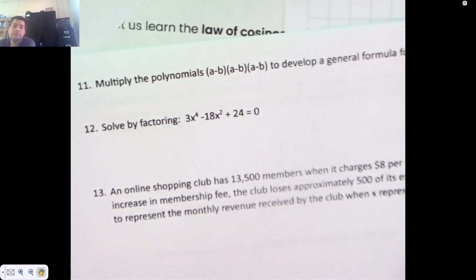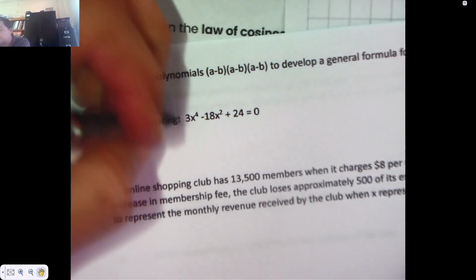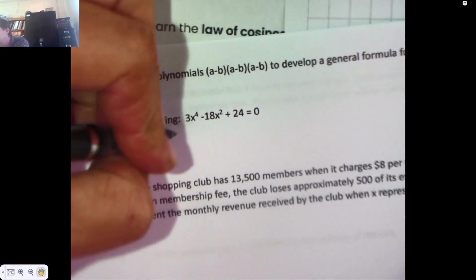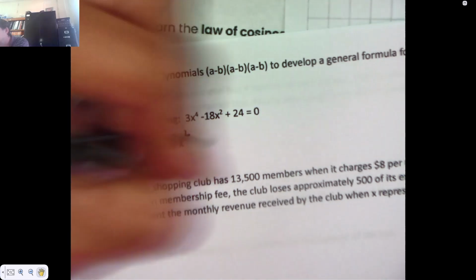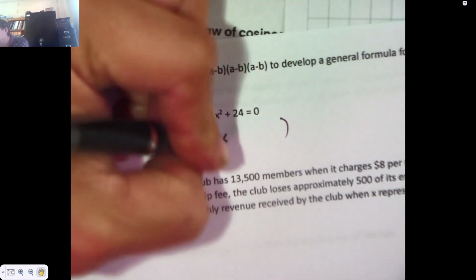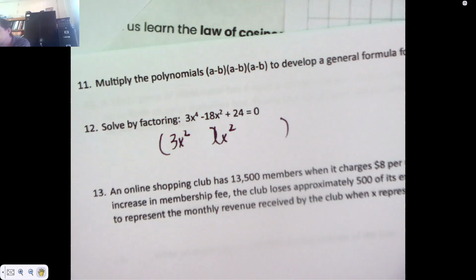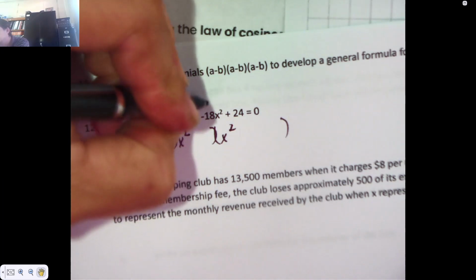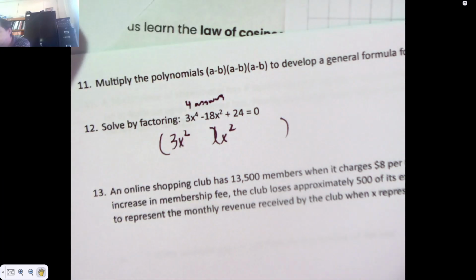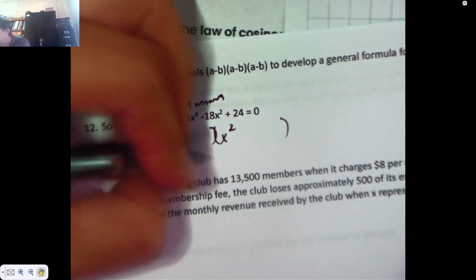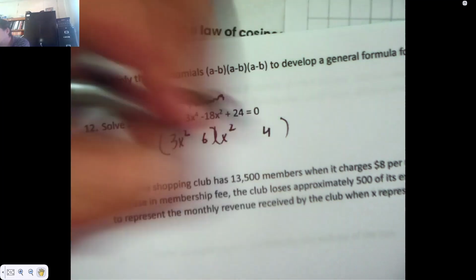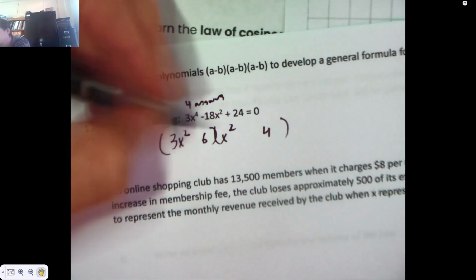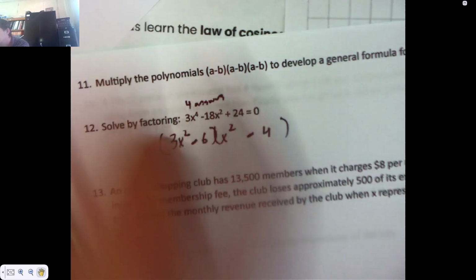I'm going to leave 11 for you. Here's 12 solved by factoring. A little bit different because it's x to the 4th, but it's still going to factor. 3x squared and x squared create 3x to the 4th. And by the way, this thing has 4 answers. Don't think it doesn't. Factors of 24, probably going to be 6 and 4. Got to add to be a negative, multiply to be a positive, minus minus.